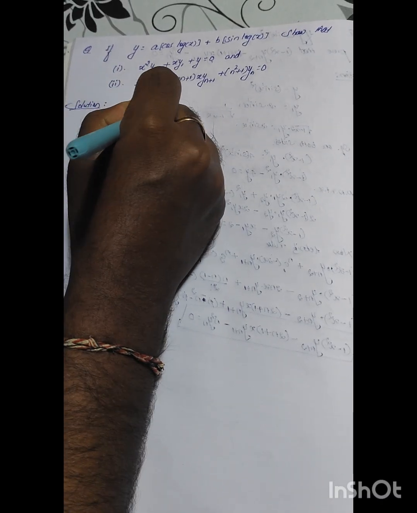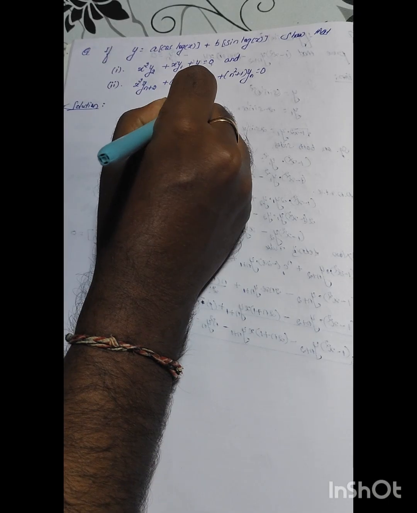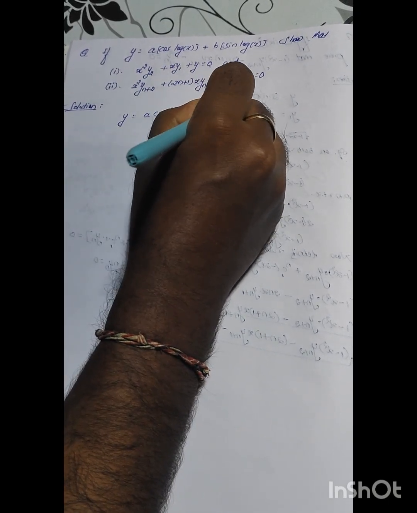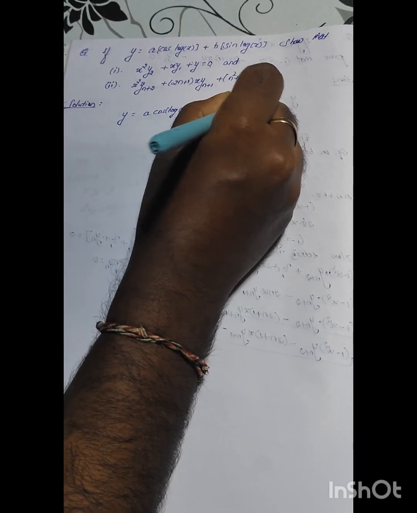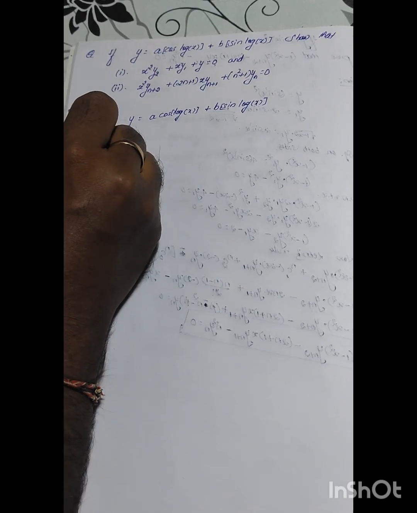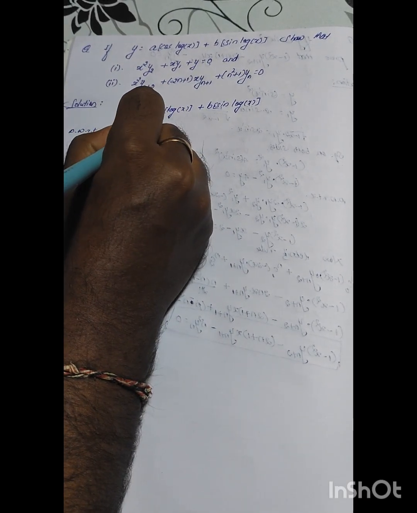So let's start with whatever is given. So y will be equal to a cos log x plus b sin log x. So let's differentiate y with respect to x. What happens? y1 will be equal to, a is a constant, I am writing it as it is.